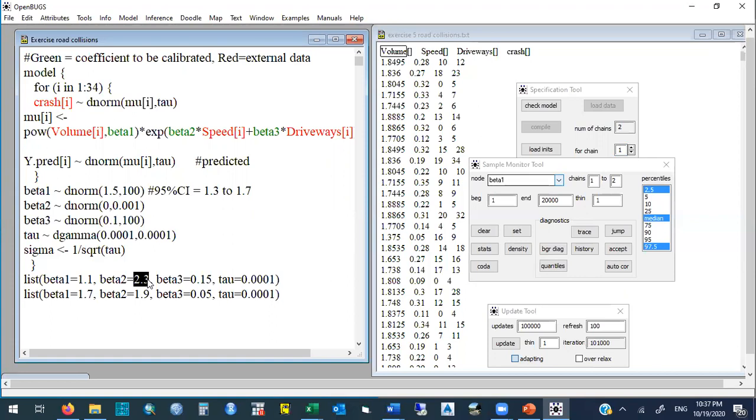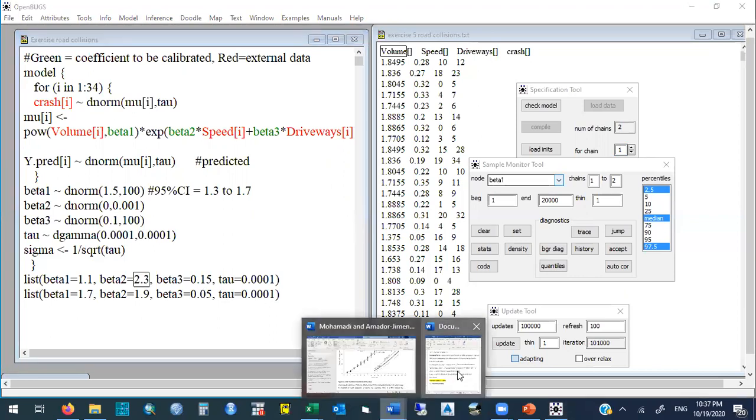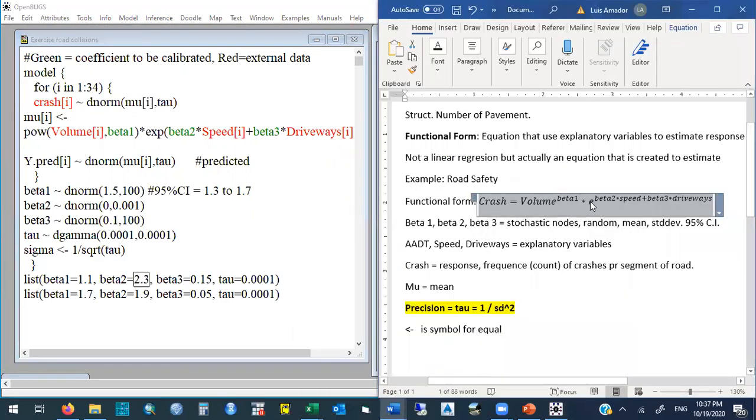A coefficient that is positive, we have an inverse impact. So you go back to your equation, this one, and then you have your beta 2, right? Do you expect the speed to contribute more speed to less collisions? If that is the case, beta 2 could take on negative values. If more speed is more collisions, then beta 2 can only take on positive values. That's the first thing you need to ask yourself.